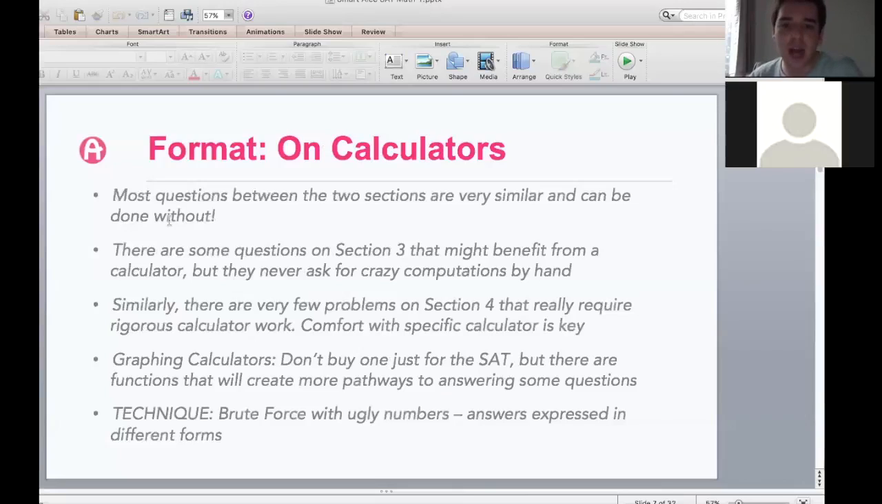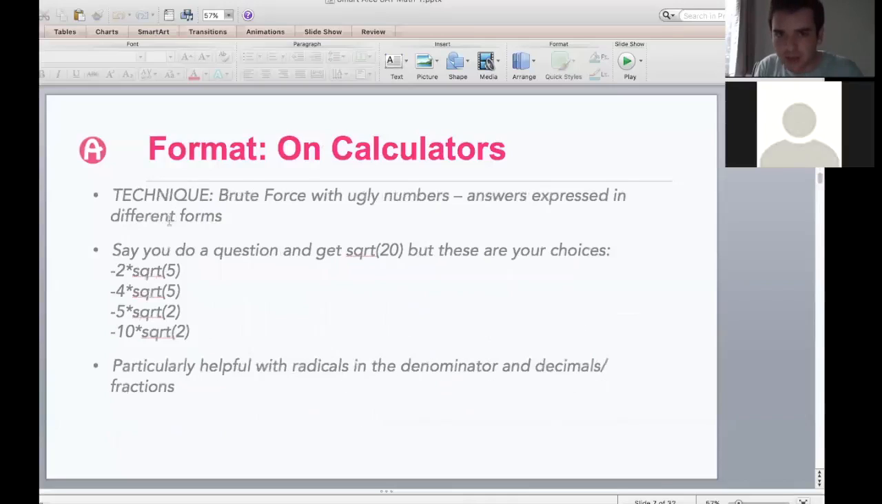And those are very helpful because when you have the ability to graph, sometimes you can just plug in an equation and look at it graphically. And that's just one more way of solving the problem. Calculators can also be helpful when you do have ugly numbers and you just have to use brute force.